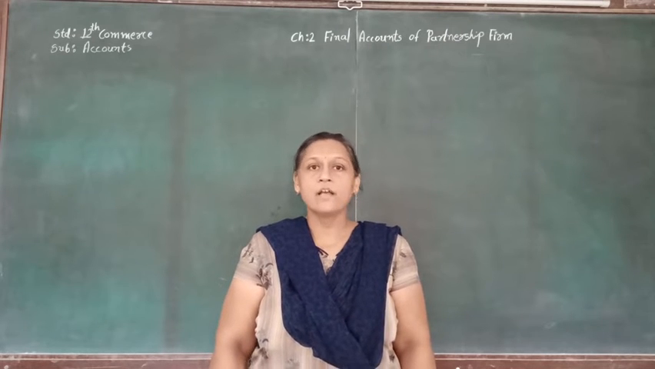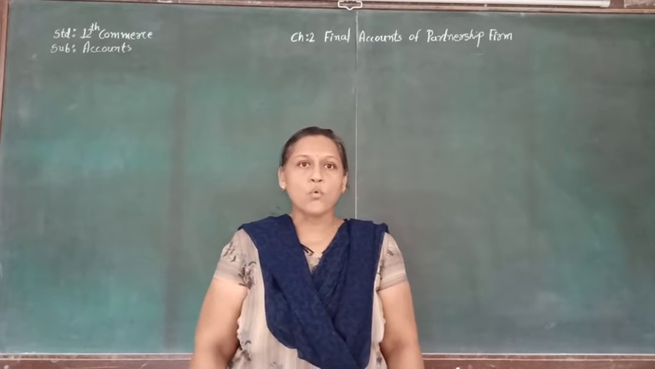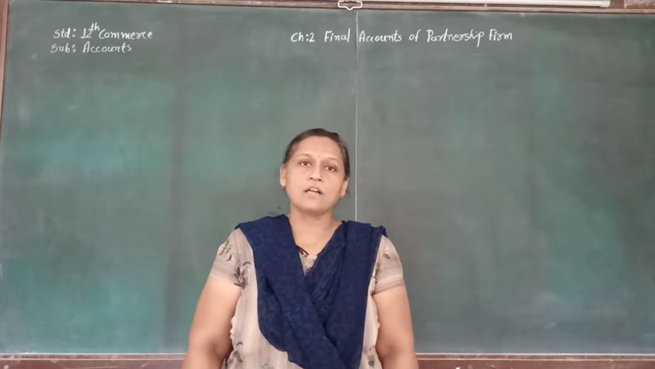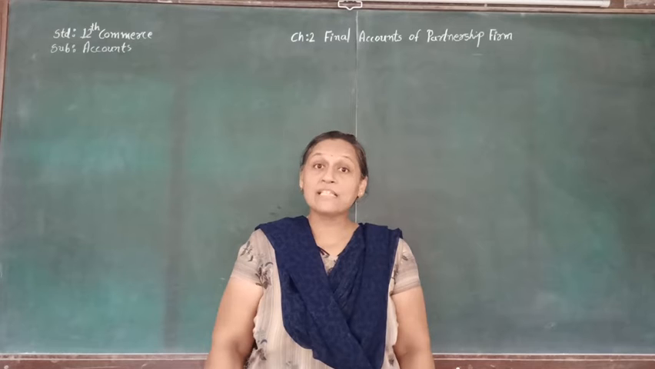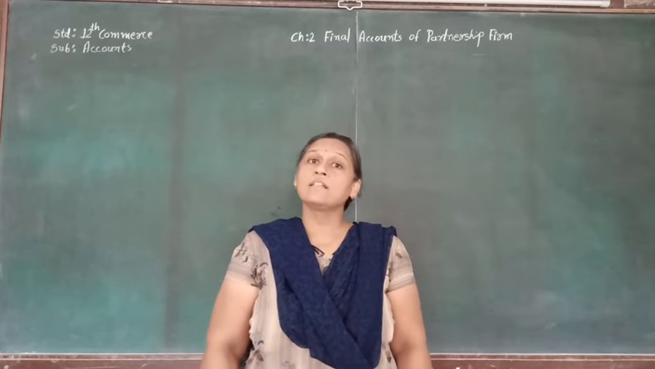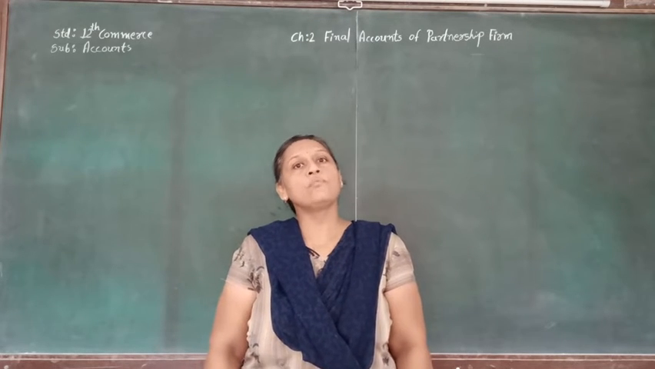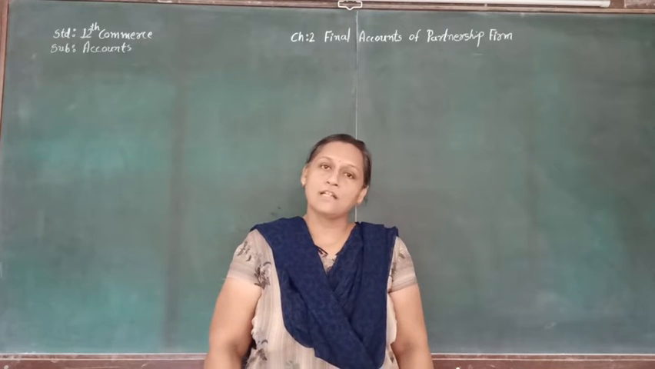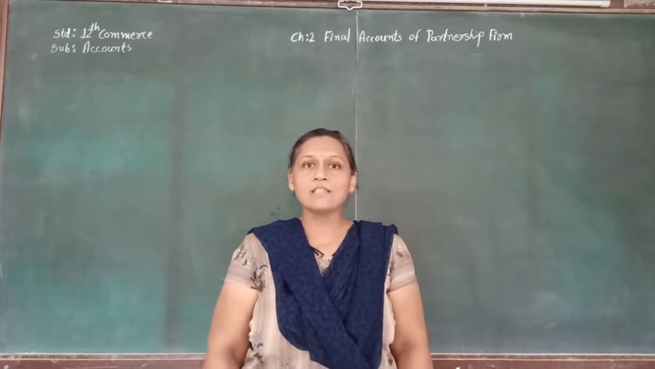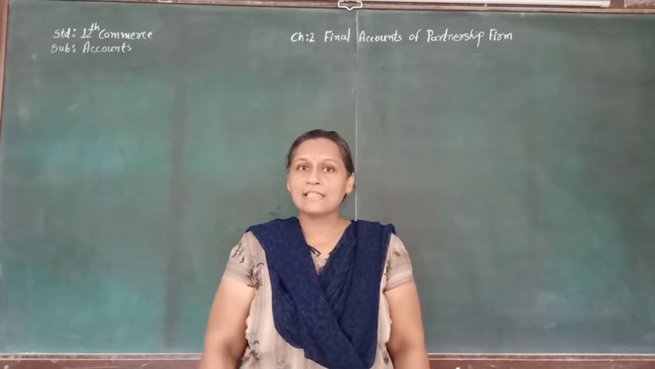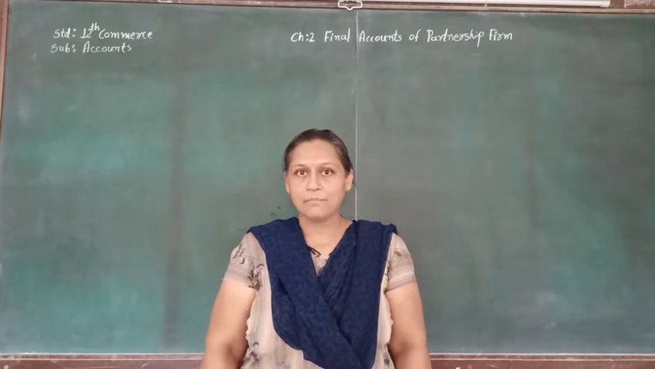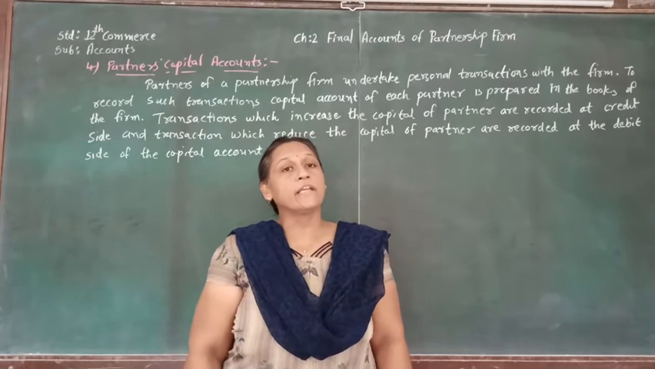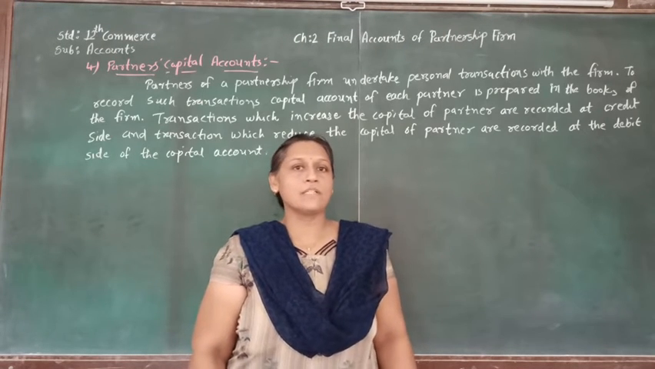Very first is the fluctuating capital account method, where we are going to prepare only one account, that is partners capital account. And the second one is the fixed capital account method. That means the capital of the partner is going to be fixed, and for that we have to prepare two accounts, that is partners capital account as well as partners current account. So here let's see the same partners capital account and partners current account. Okay, now let's see partners capital account.